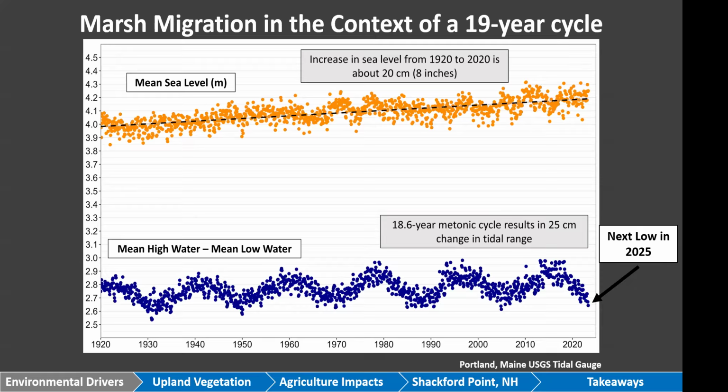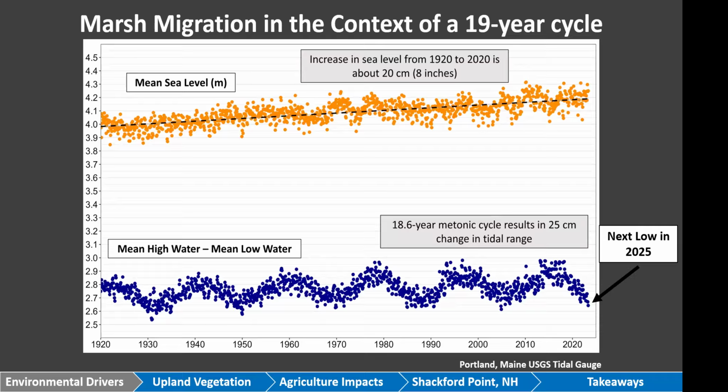And the really cool thing is you can actually see this 18.6-year metonic cycle do its thing all throughout since 1920. What's interesting here in Portland, Maine, is that between the peak and the trough of that cycle there is about a 25 centimeter difference in tidal range. We are currently about near that trough for the East Coast.